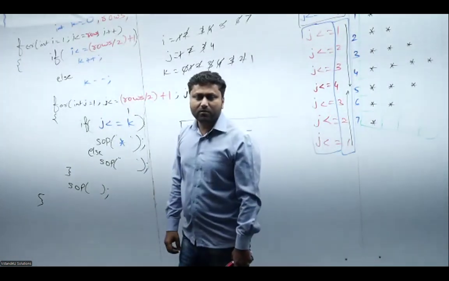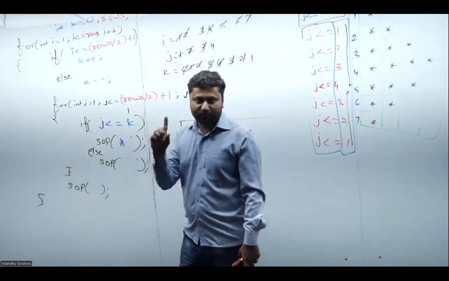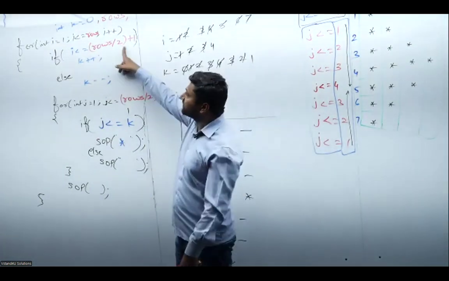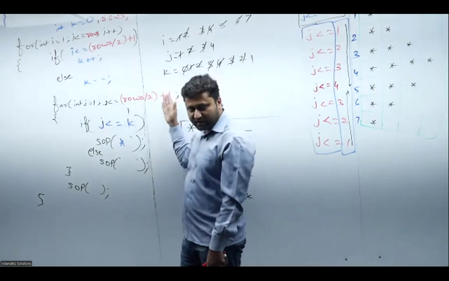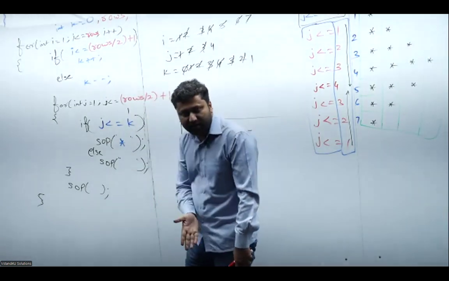Sir, 11. 11 by 2 is 5.5, ignore the 0.5. 5 plus 1 is 6. Till 6 increase. From 7, 8, 9, 10, 11 decrease.